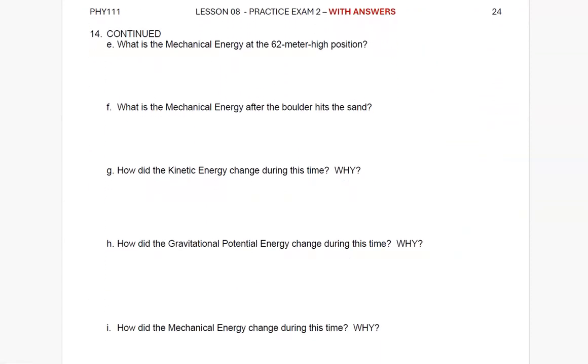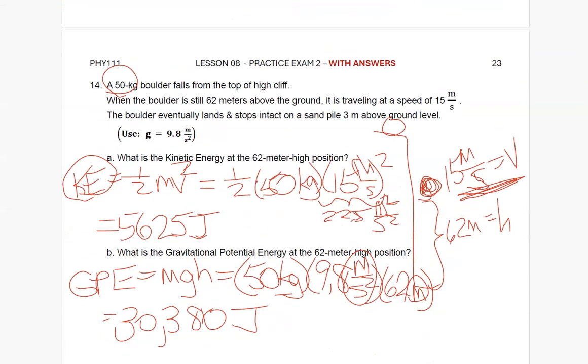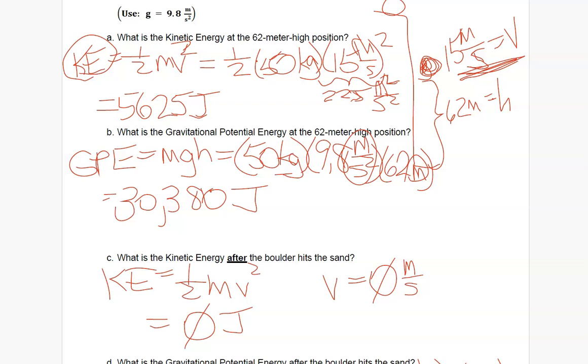Part E says, what is the mechanical energy at the 62 meter high position? Well, mechanical energy is merely the sum of the kinetic energy at that moment in time plus all potential energy at that moment in time, but the only potential energy we're dealing with here is gravitational potential energy. So we just add up those two energies. Let's scroll back and see what we have. We have a kinetic energy of 5,625 joules, and we have a gravitational potential energy of 30,380 joules. So we just add these together.